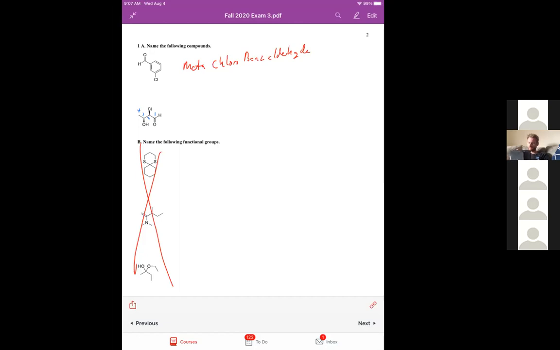So 4 carbons is a butanal. We have a chlorine on 2, a hydroxyl on 3. Doing some R/S. I'm going to redraw it.